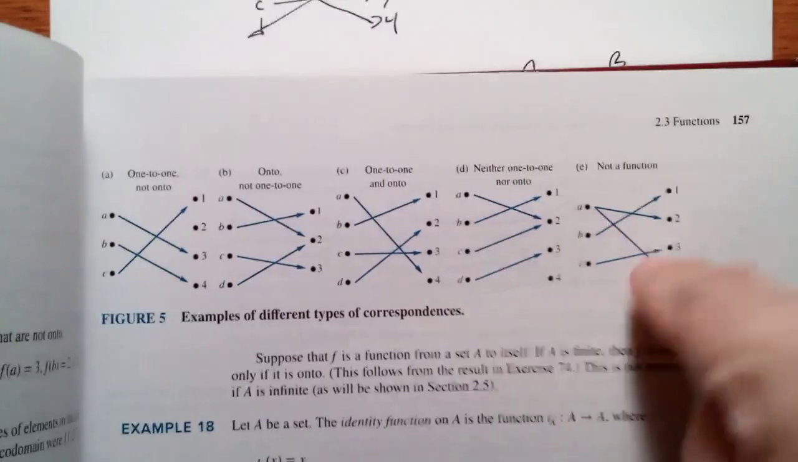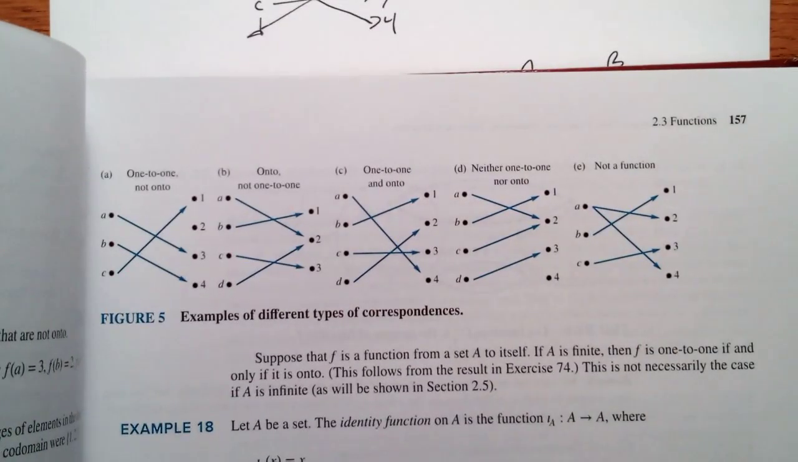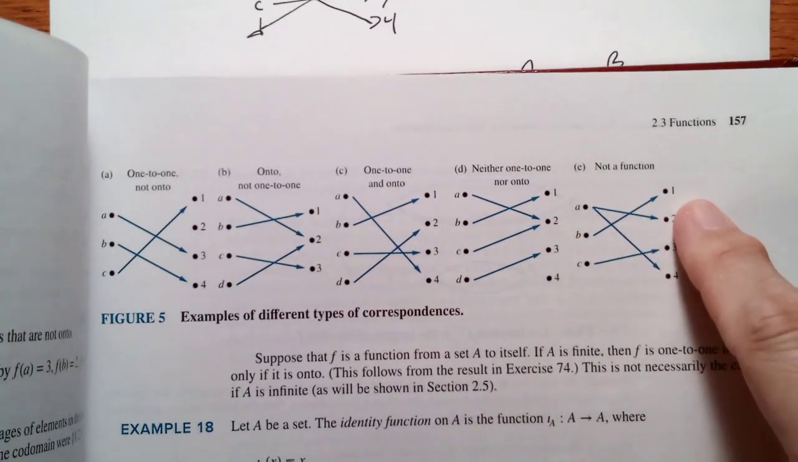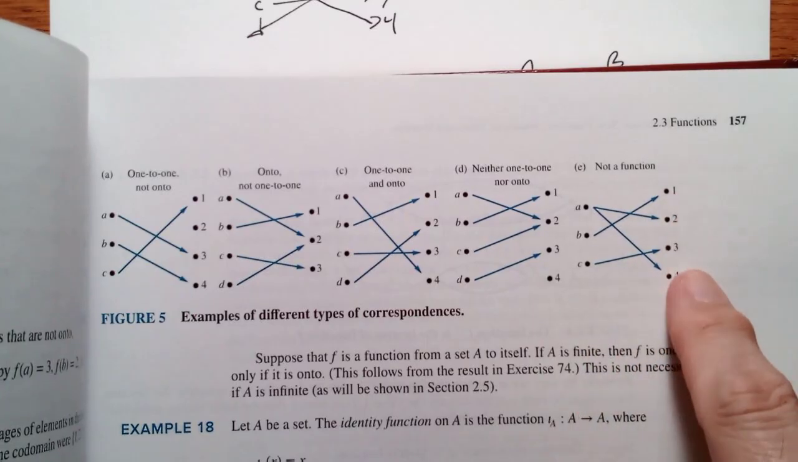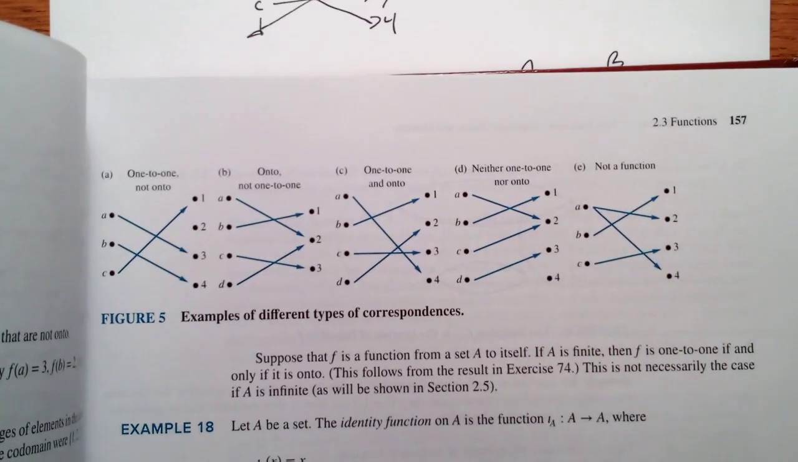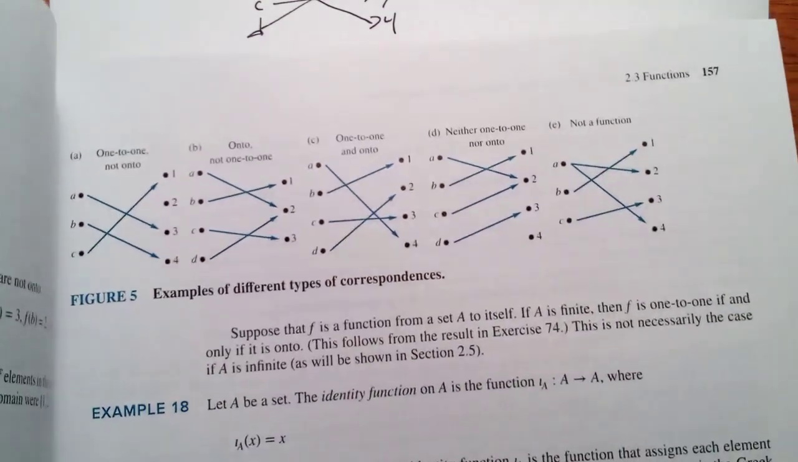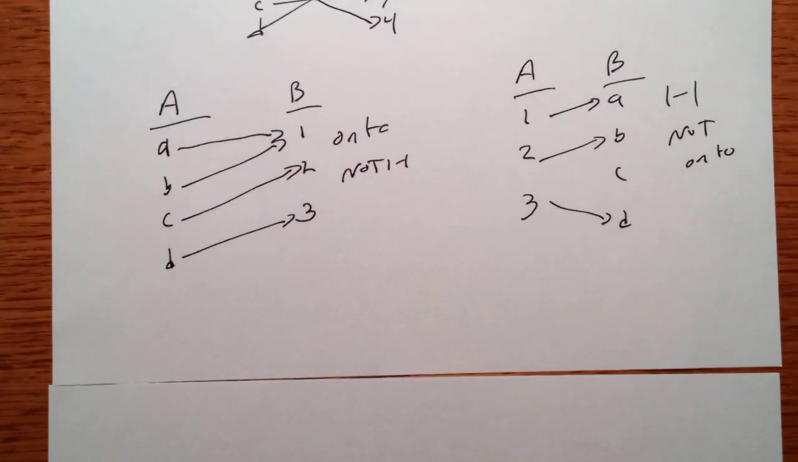What's wrong here? A is assigned two distinct values. A function only gets one out for every in. This in has two outs. That's not allowed. So I need to be careful.